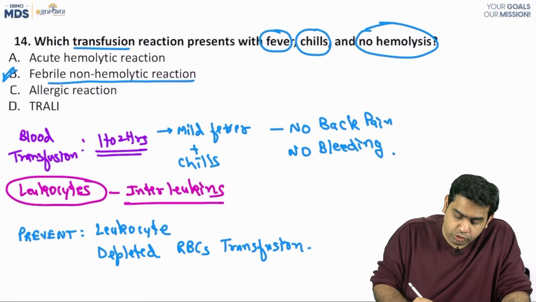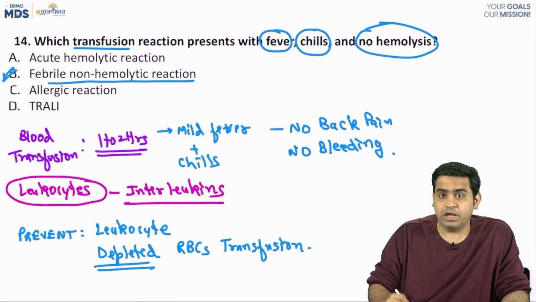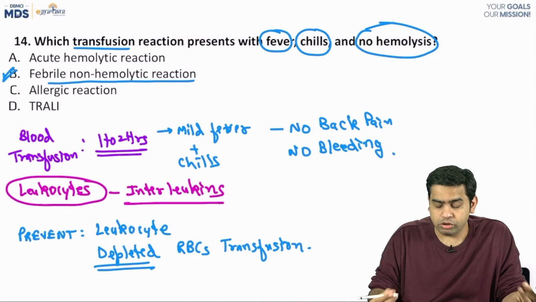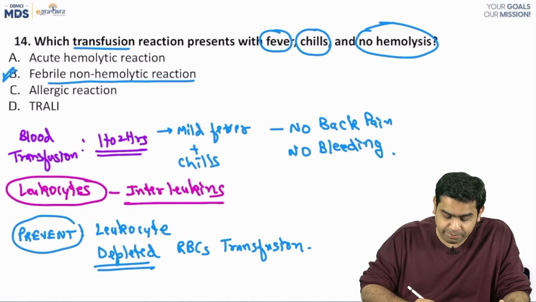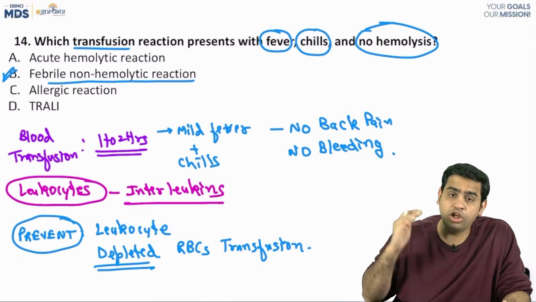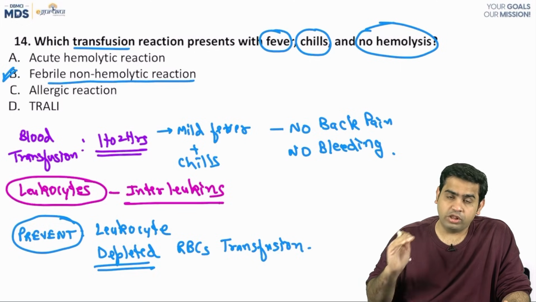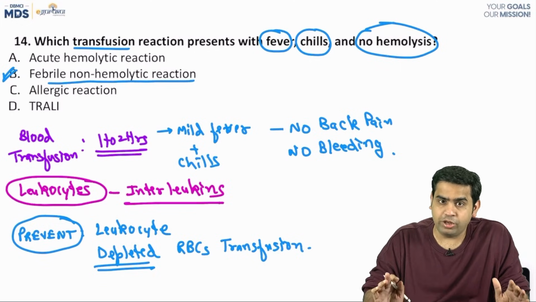Okay, so leukocyte depleted PRBC, packed red blood cell transfusion or something like that. This is how you can prevent the development of a febrile non-hemolytic transfusion reaction. That is what you need to understand and appreciate over here.